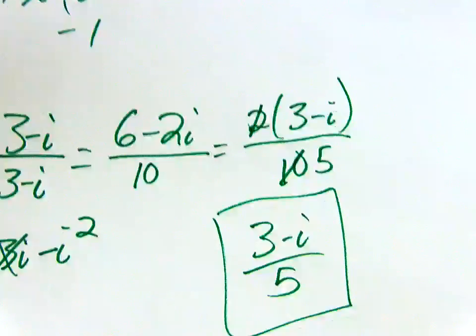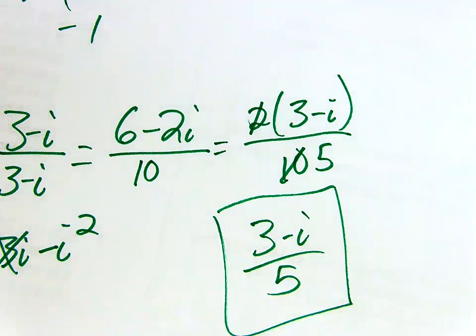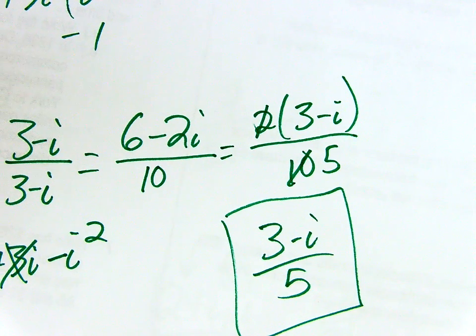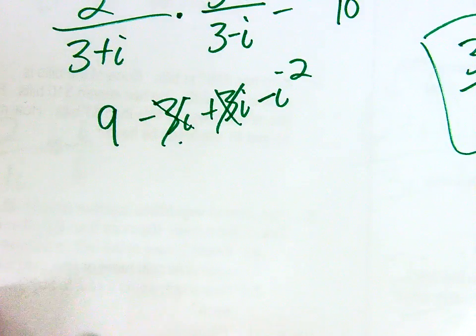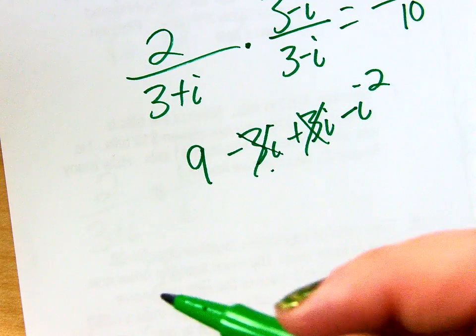And there's my final answer. No radicals in the denominator, so we're happy. Let's try another one like this. And I'll let you give it a shot before I tell you what to do.